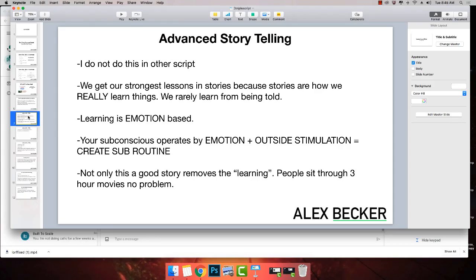Now, in my prior scripts, I didn't do this, and this is the thing that really exploded things for us. Look, I already explained how we get our strongest lessons in stories, because stories make us get in the position of the person who's the focus of the story and feel the emotions they're feeling. And when we feel emotions and associate them with an experience, a lesson is learned. That's why you can't tell somebody a lesson, but you can make them feel a lesson.